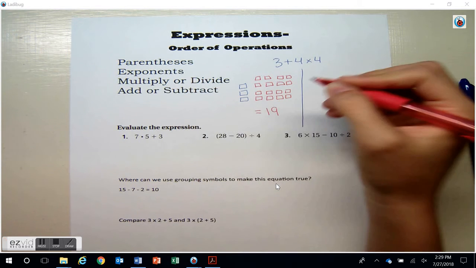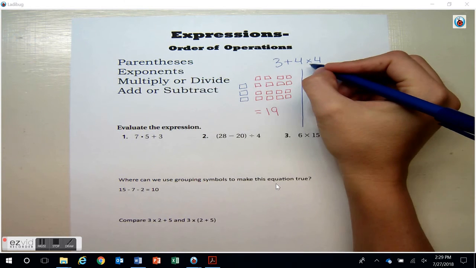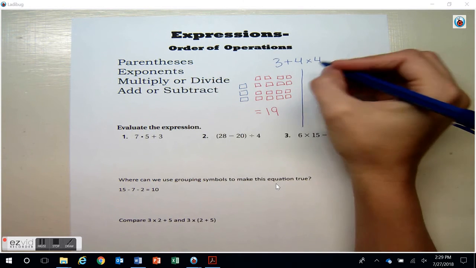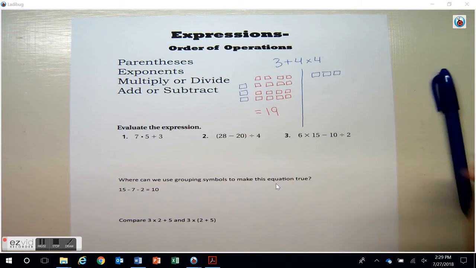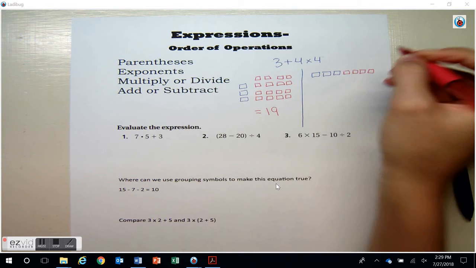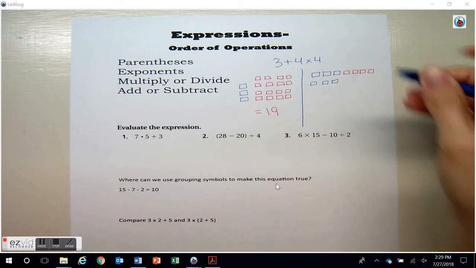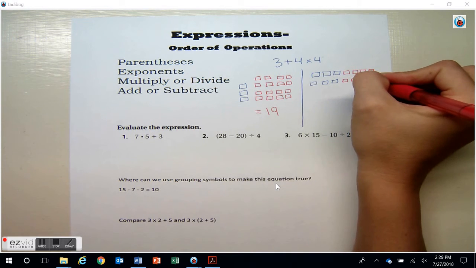is 19 tiles. If I look at it this way and I want to do 3 plus 4 and make 4 groups of that, I would have 1, 2, 3, plus 1, 2, 3, 4. There's 1 group. 1, 2, 3, plus 1, 2, 3, 4.